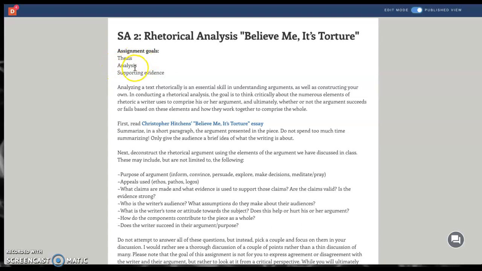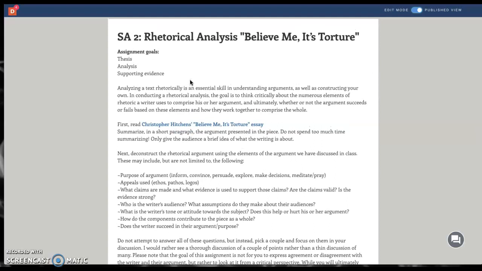We're also going to be looking at analysis. So you're literally going to be looking at the rhetorical elements within Hitchens' essay, how he uses those to persuade an audience. But then you need to provide evidence of this analysis. So that's textual evidence that you're using to support assertions and observations you're making within the text.